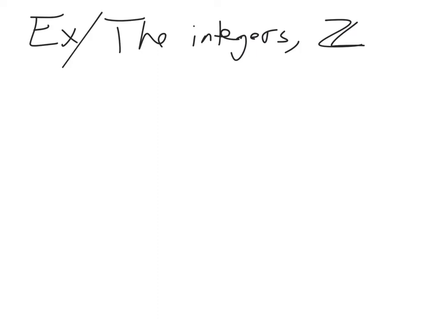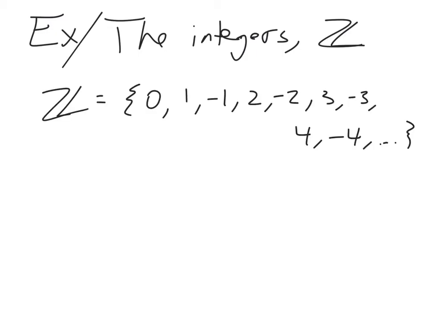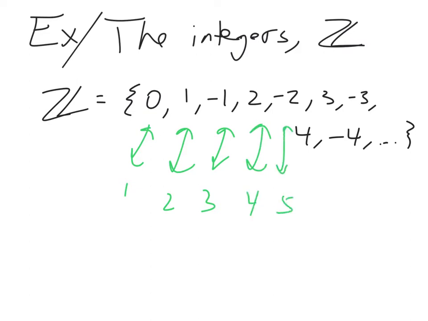The integers, Z, actually also turns out to be a countable set, and to see this, we simply write the set in a creative way. Here we've listed the integers 0, 1, -1, 2, -2, 3, -3, 4, -4. And so 0 is connected to 1 in the countable set, 1 to 2, -1 to 3, 2 to 4, -2 to 5, 3 to 6, -3 to 7, 4 to 8, -4 to 9, etc.